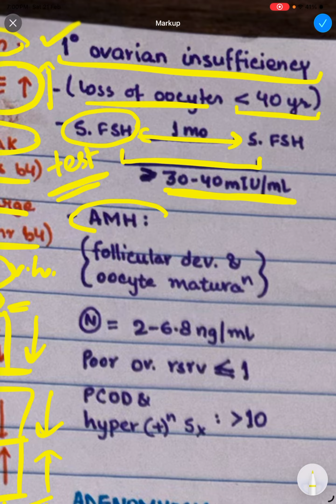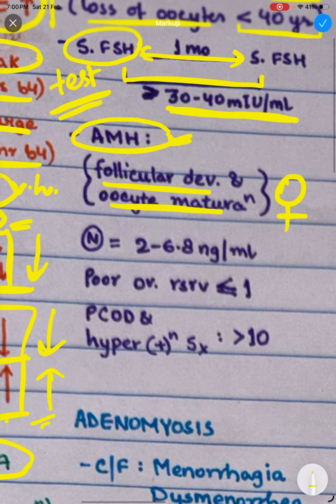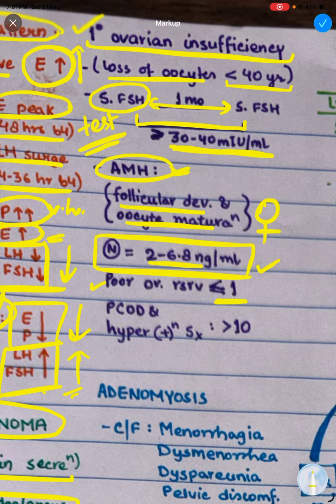The next thing is anti-Mullerian hormone. Now, what is the role of anti-Mullerian hormone in this primary ovarian insufficiency? This hormone is used for follicular development and oocyte maturation in a female. So normally the level of AMH is 2 to 6.8 nanograms per milliliter. When this value is less than or equal to 1, it means there is poor ovarian reserve. If it's more than 10, then it's due to PCOD or ovarian hyperstimulation syndrome.